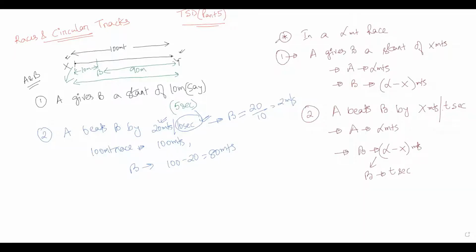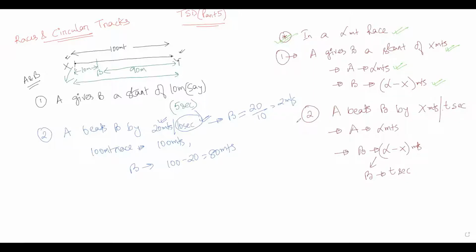So now, if we want to generalize this, we can say that in an L meter race, if A gives B a start of X meters, in that case, A has to travel L meters, whereas B has to travel L minus X meters to win the race.